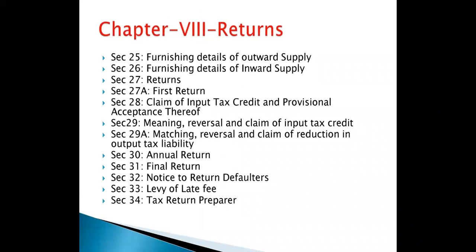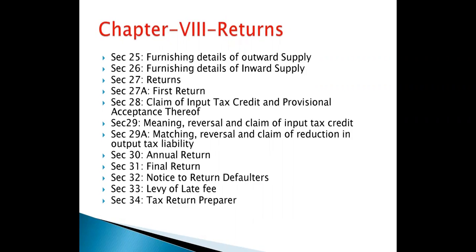A GST return is covered in chapter number 8 of the CGST Act of 2017. If you see these returns, they have various sections. Section 25 is about furnishing details of outward supply. If anybody is doing any kind of outward supply under GST, all the rules and regulations are contained in section 25.